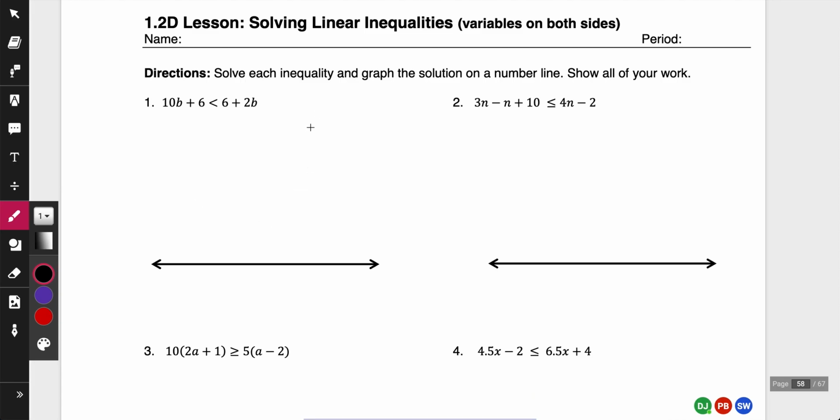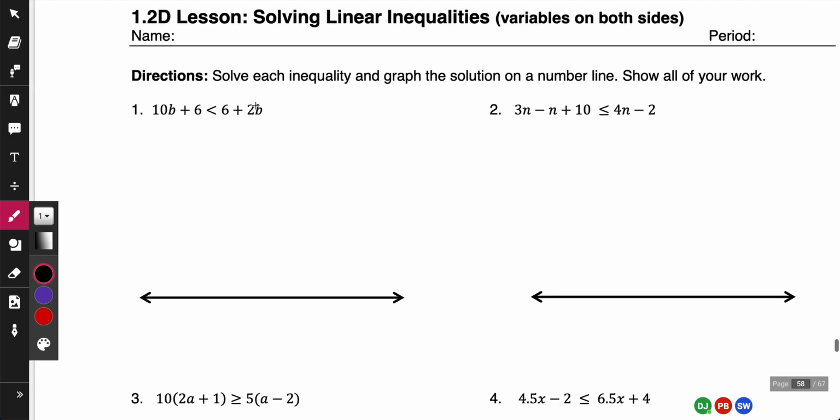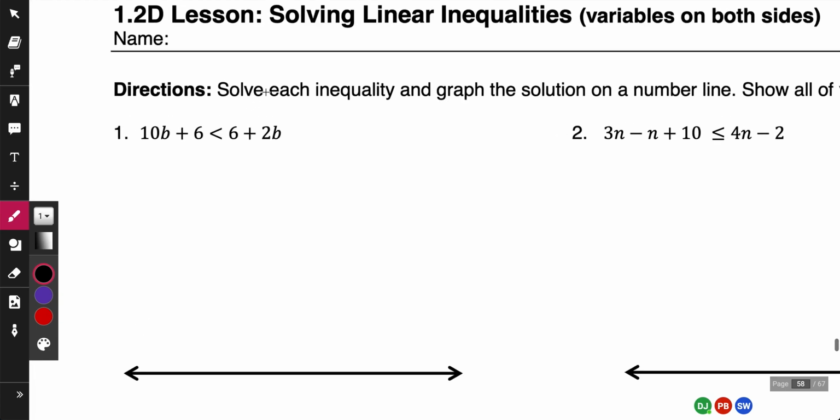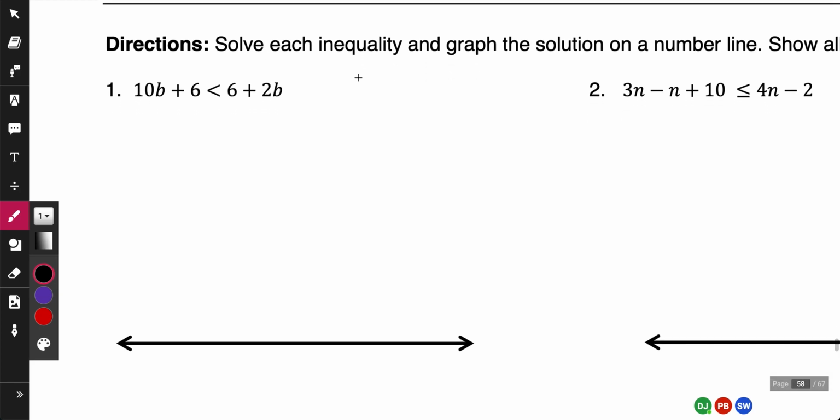So first things first, guys, let's go ahead and look at this one. We're going to be doing number 1 together, and what it says is 10b plus 6 is less than 6 plus 2b. Now remember, the first step is you always want to get the b's on the same side of the inequality. Now I can't add these at the moment because they're on different sides of the inequality. We treat the inequality similar to an equal sign.